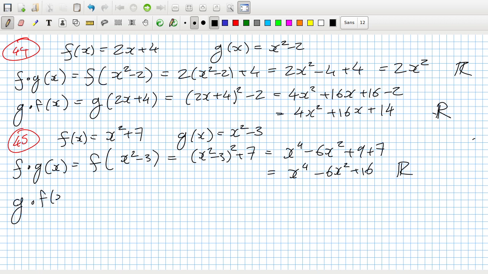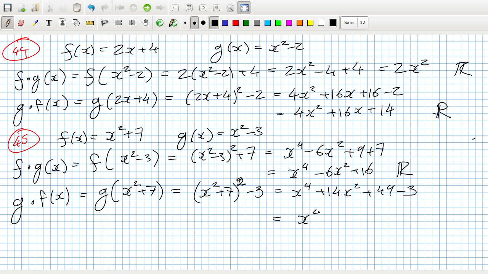g of f of x equals g of x squared plus 7. So that would be x squared plus 7 squared minus 3. So that would be x to the power 4 plus 14x squared plus 49 minus 3, which will be x to the power 4 plus 14x squared plus 46, all the reals. Okay, let's check 45. Yep.